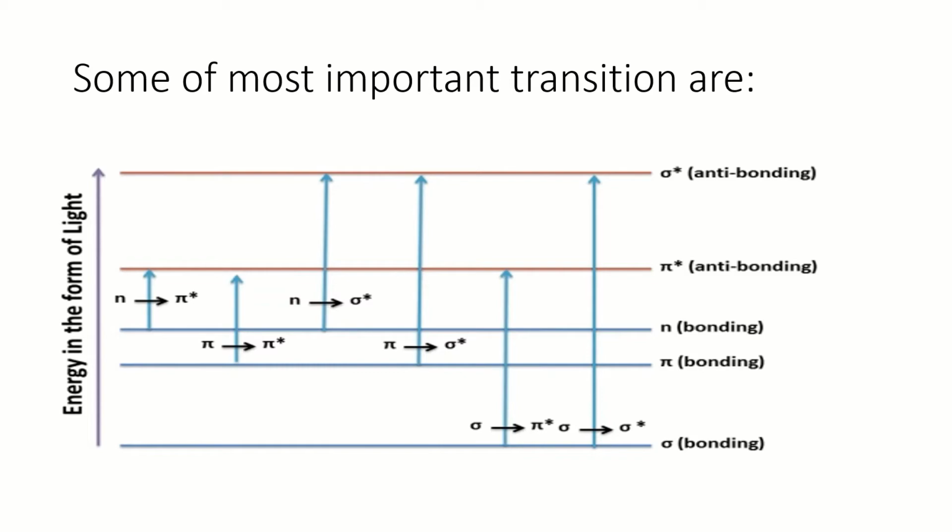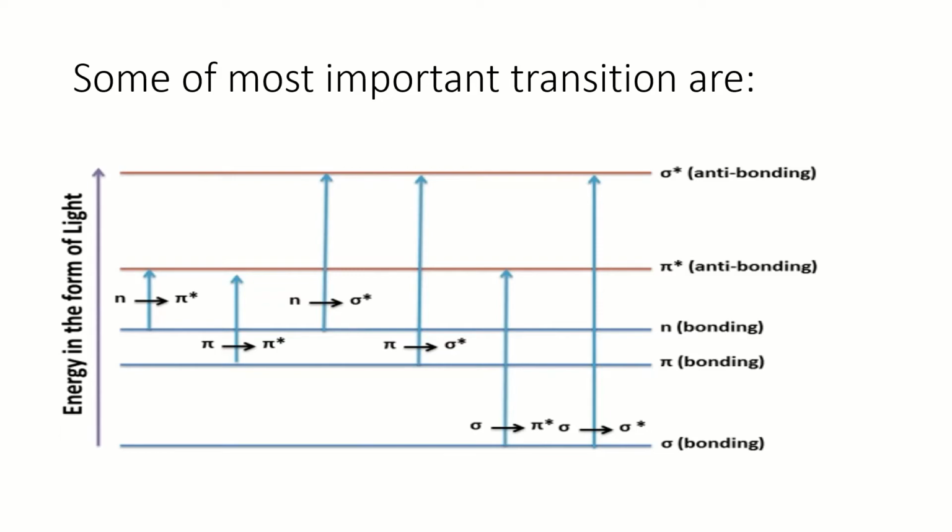The next one is sigma to pi star or pi to pi star, pi to sigma star. These are present in carbonyl compounds. Its wavelength is shorter than n to sigma star, but it's stronger than pi to pi star. Pi to pi star transitions are present in alkenes, carbonyl compounds, alkynes, azo compounds, and so on. Those compounds that contain double or multiple bonds show these transitions.